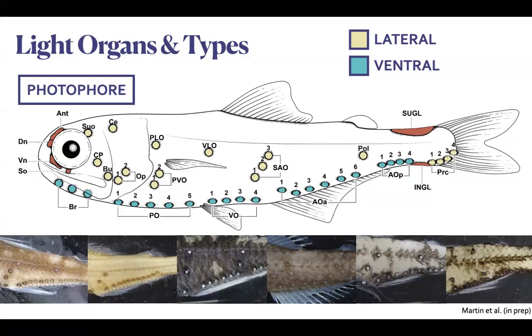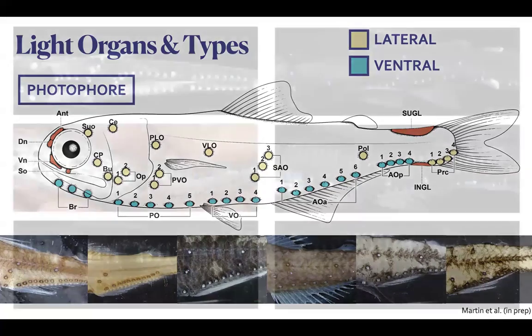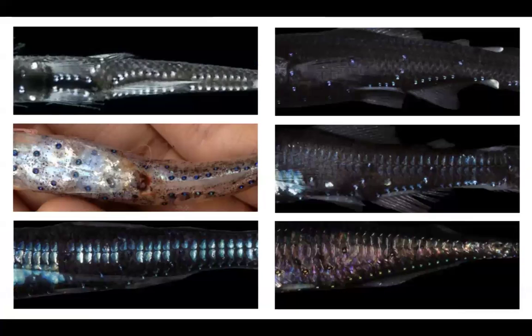So oftentimes, if you're looking at a key to the lanternfishes, you are using the number and the placement of these lateral photophores to identify them, which we think potentially is useful for species discrimination as well, but that's up in the air. We're not 100% sure. But what's interesting about these photophores is that they actually have been found to emit slightly different colors. So you've got some in the blues, some in the whites, some in the purples, some in the yellows, slight differences in color.